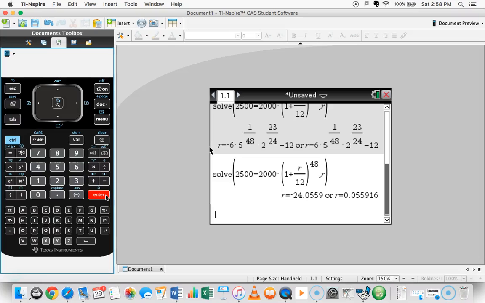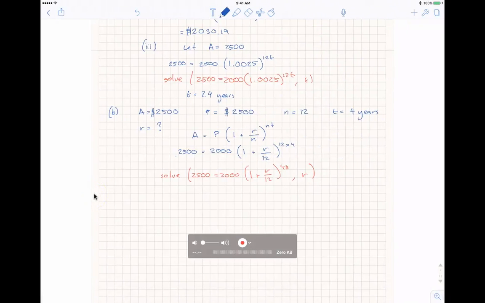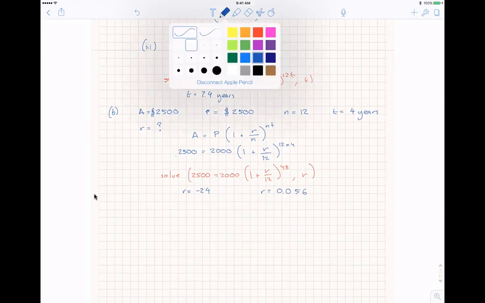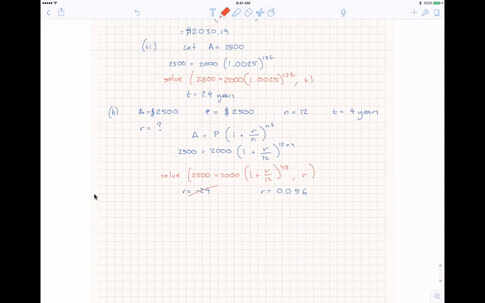So those values are r equals minus 24 and r equals 0.056. Now we're going to reject the negative value. No negative interest rate. It's also really large because that's thousands of percent. So we want this one here. So in other words, our answer is r equals 5.6%.